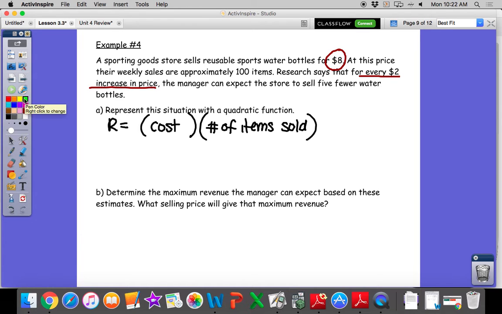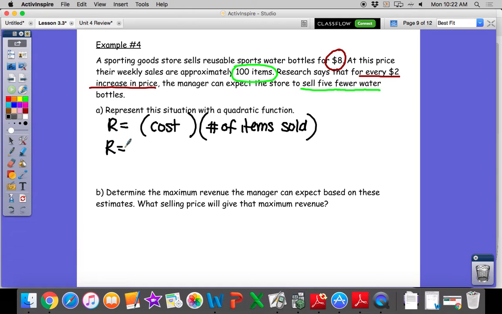With another color, I'm going to circle now the number of items sold. So the 100 items is what I originally sold, but if I increase the price, I'm going to expect to sell 5 fewer items. So that's where the information is going to come. We have to make sure we separate the red from the green. Okay, one bracket will represent all the red numbers, one bracket will represent all the green numbers.